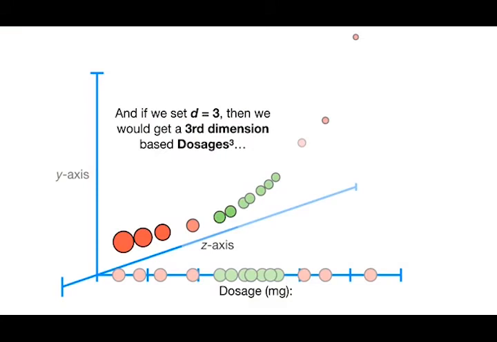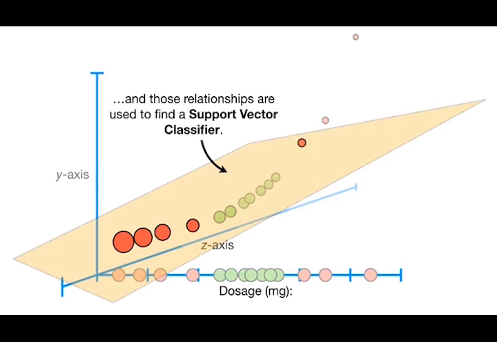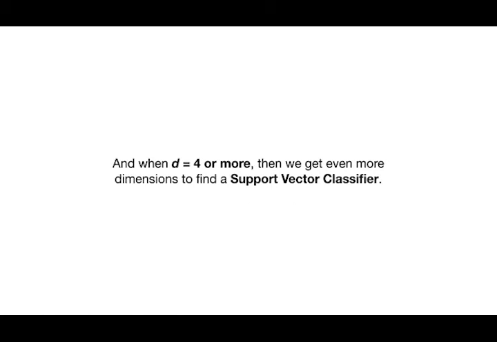And when we set d equal 3, then we would get a third dimension based on dosages cubed. And the polynomial kernel computes the three-dimensional relationships between each pair of observations. And those relationships are used to find a support vector classifier. And when d equals 4 or more, then we get even more dimensions to find a support vector classifier.